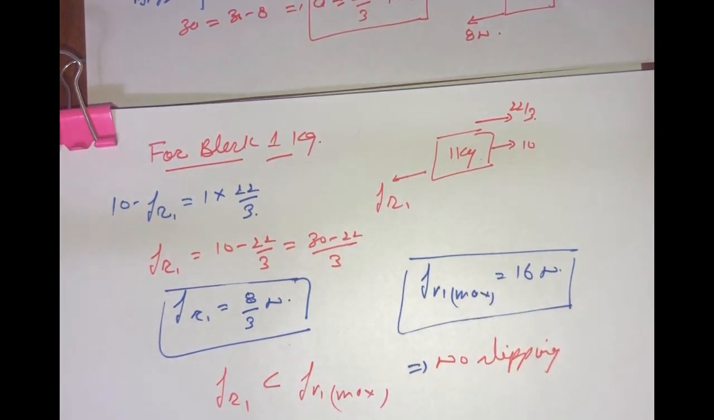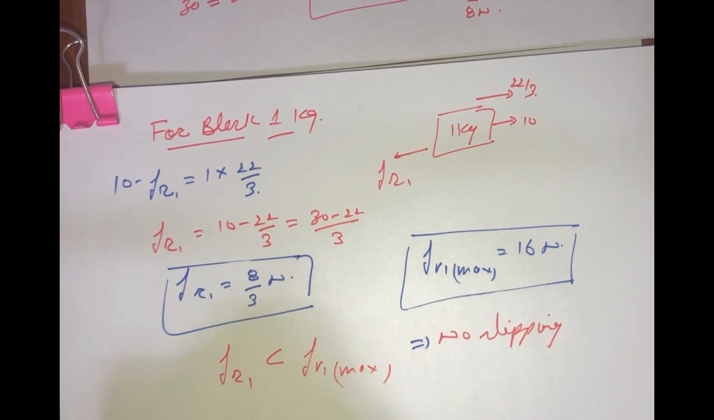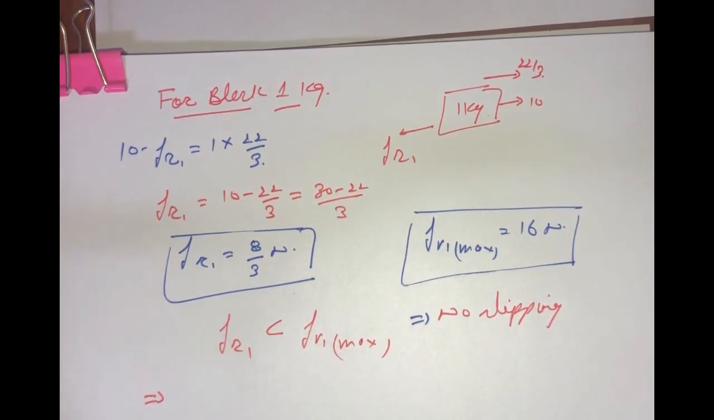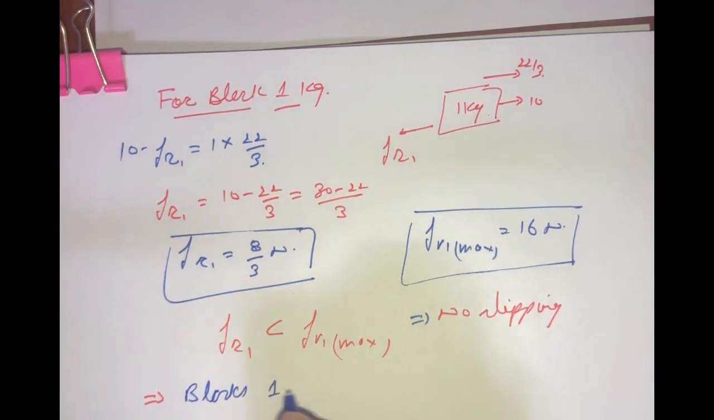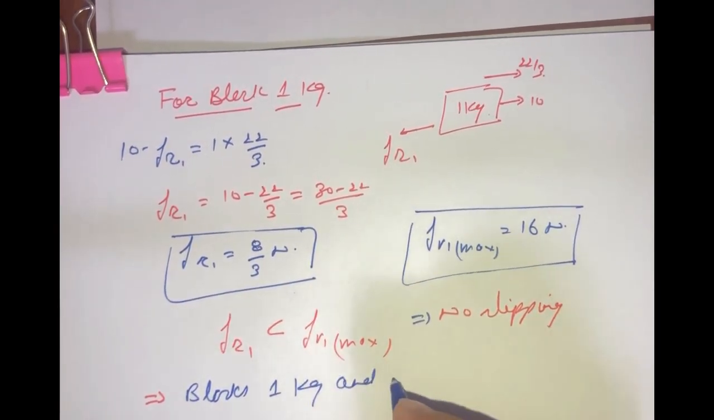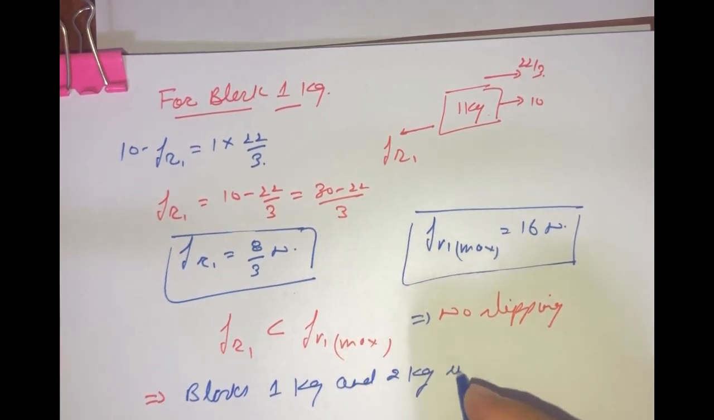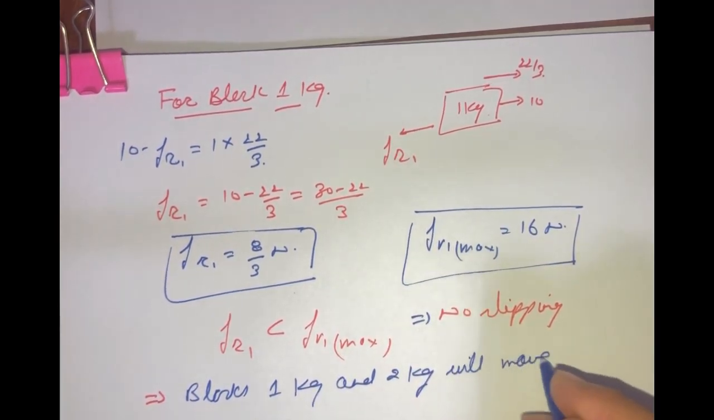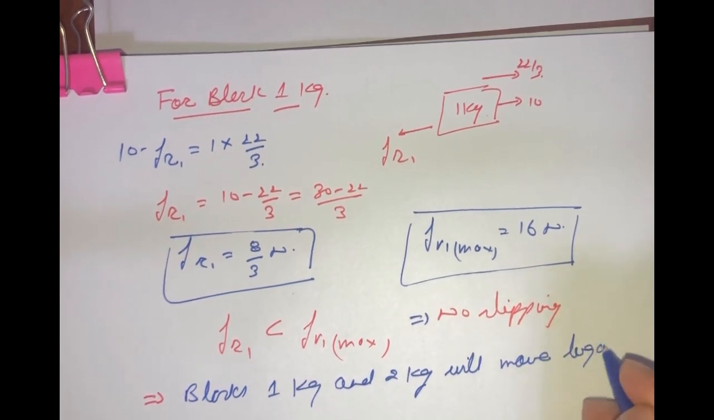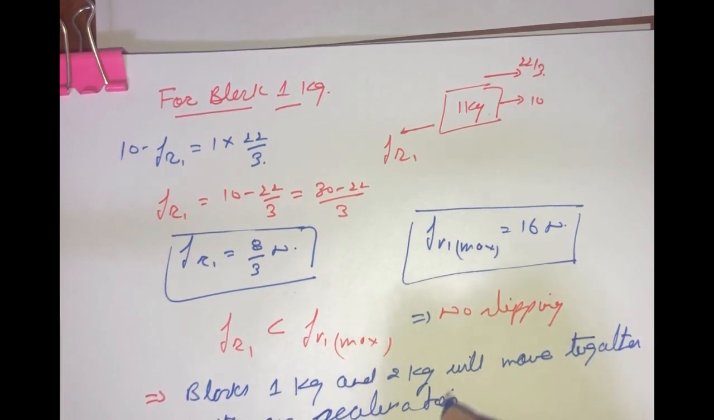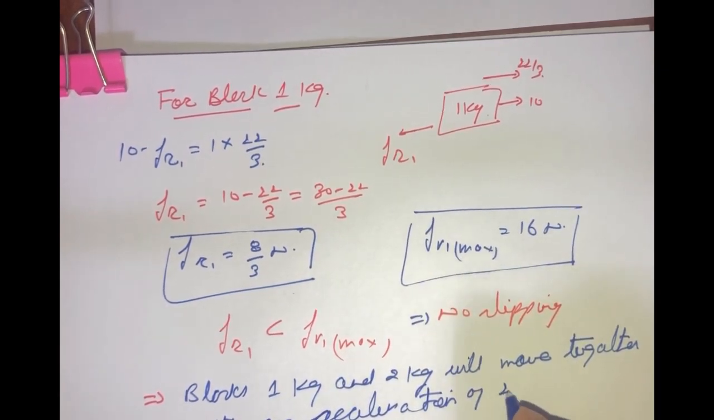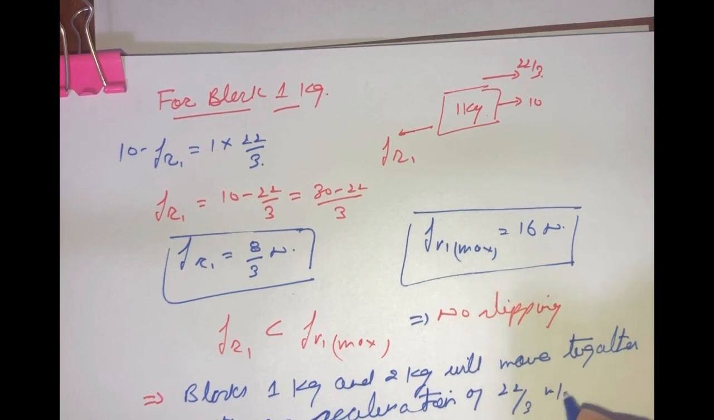If no slipping is going to take place, then blocks 1 kg and 2 kg will move together with an acceleration of 22/3 meter per second square.